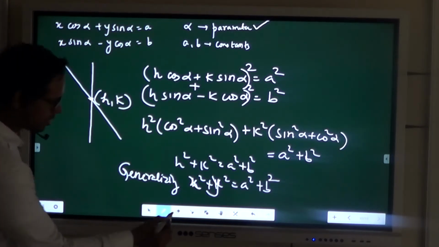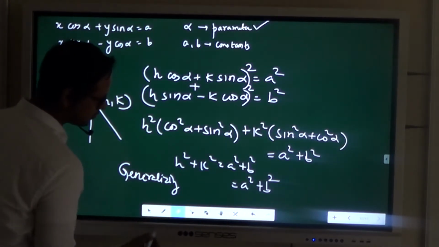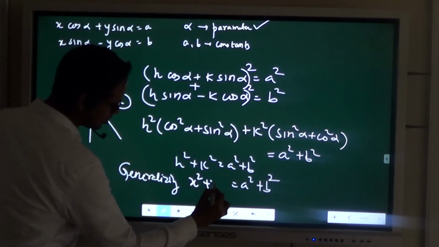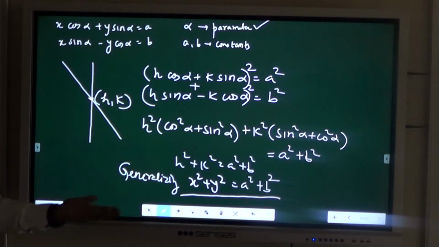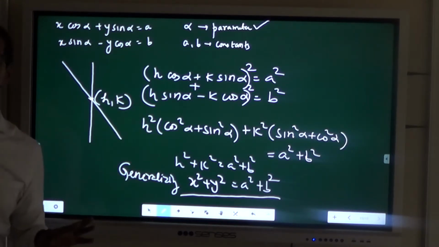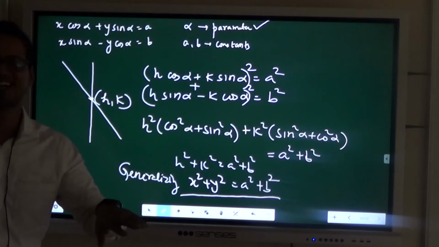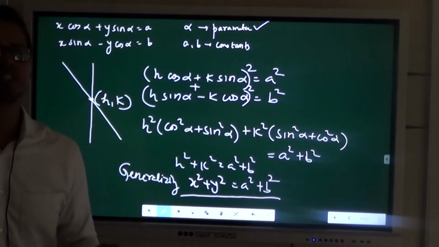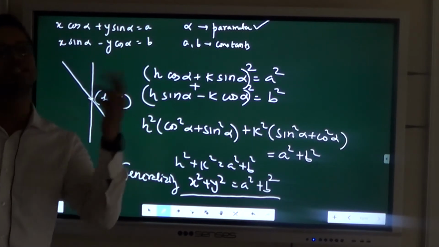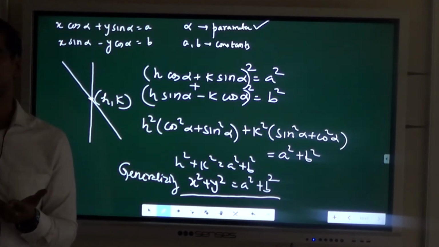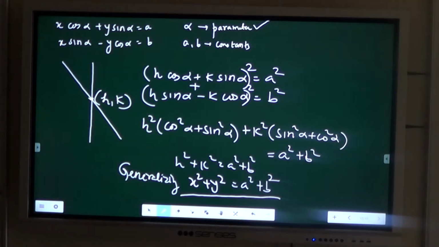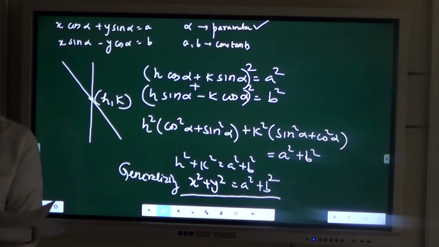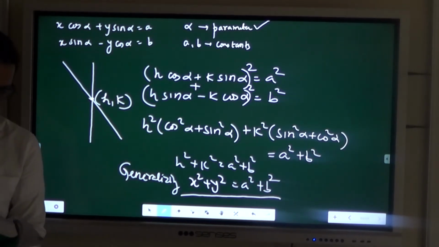Correct? We write it in a problem. So this is your answer. Many people in the exam will save their time by not assuming h comma k, directly assuming it is x comma y. You can do it, but avoid it in school. In school you write it as first h comma k, then generalize it. But in the competitive exams, obviously you don't have that much time, so you directly call it x comma y. Get rid of the parameter. Just exterminate it.